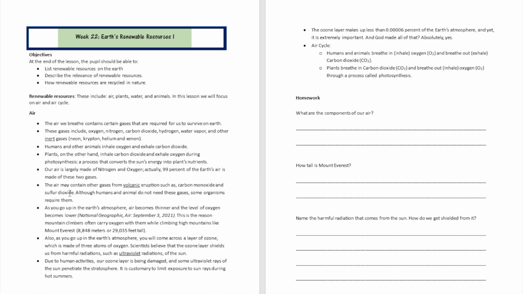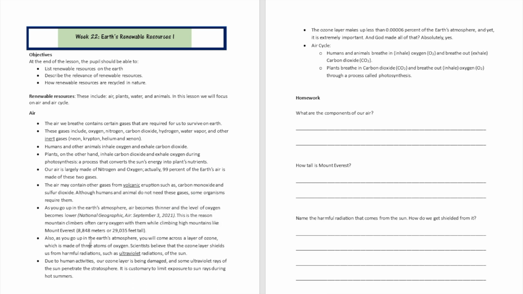The air may contain other gases from volcanic eruptions, such as carbon monoxide or sulfur dioxide. Although humans and animals do not need these gases, some organisms require them. As you go up in the Earth's atmosphere, air becomes thinner and the level of oxygen becomes lower. This is the reason mountain climbers often carry oxygen with them while climbing high mountains like Mount Everest.